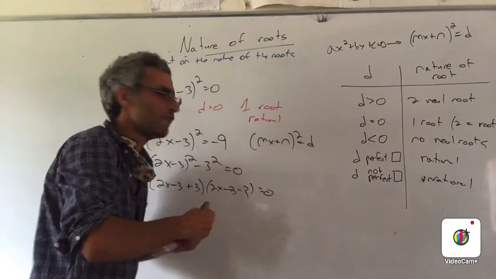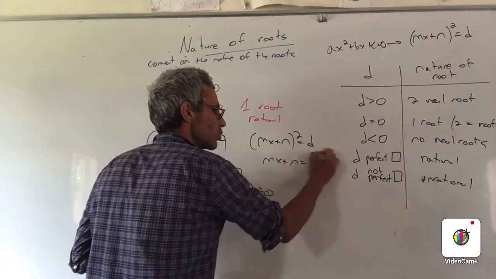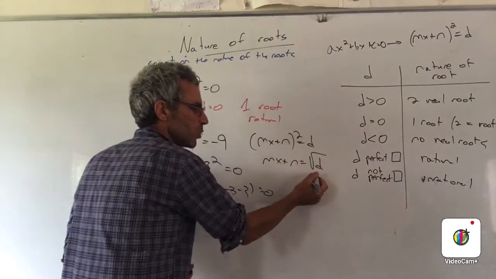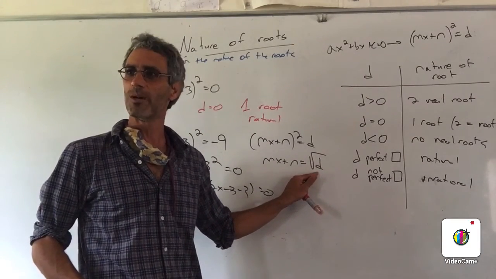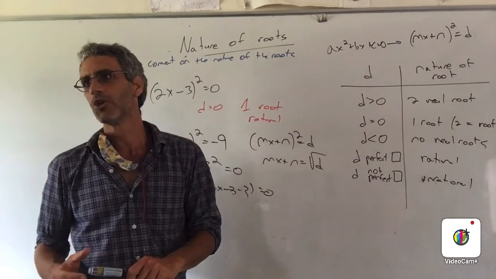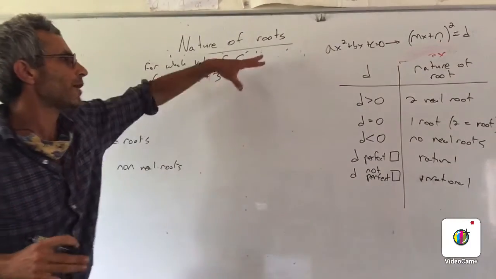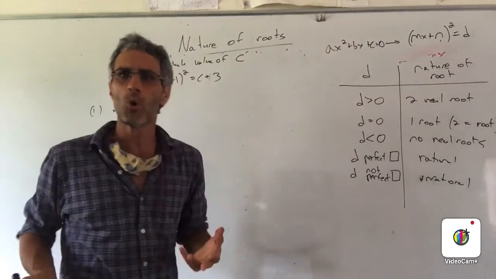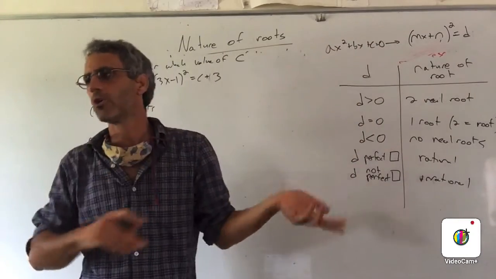If D is a perfect square, then I can square root that. mx plus n equals square root of D. Look, I've done that. To find mx plus n, I'm doing square root of both sides. If D is a perfect square, then this is going to be a rational number. In other words, the roots are going to be rational. If D is not a perfect square, they're not. Okay? I'm going to pause here. So just like with the other equation, when it was in this form, we had simple questions where knowing what A, B, and C is tells me whether they're real or not real.